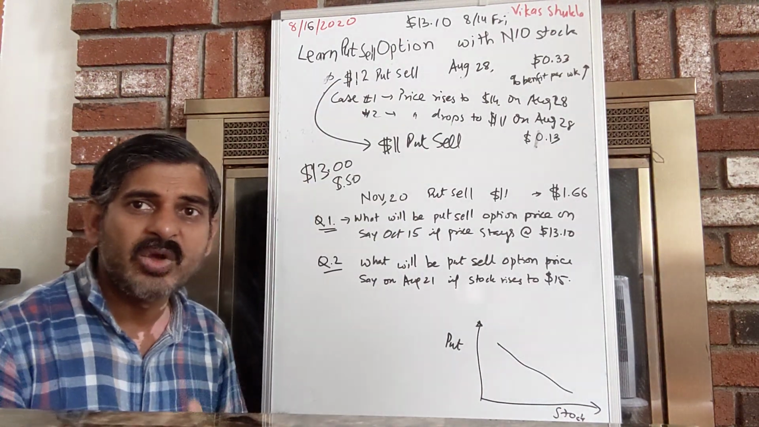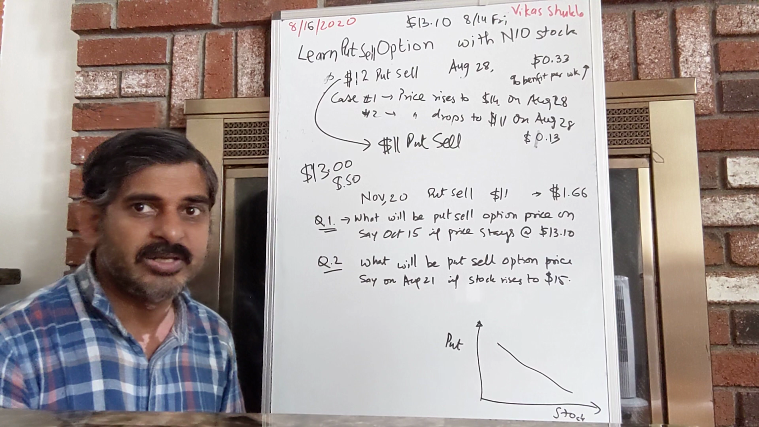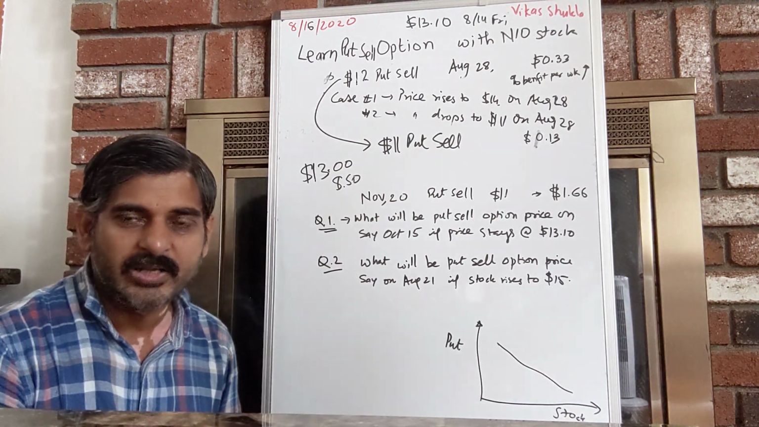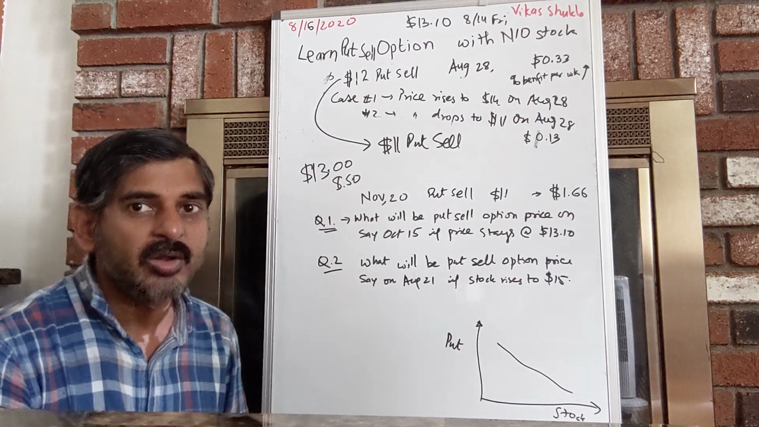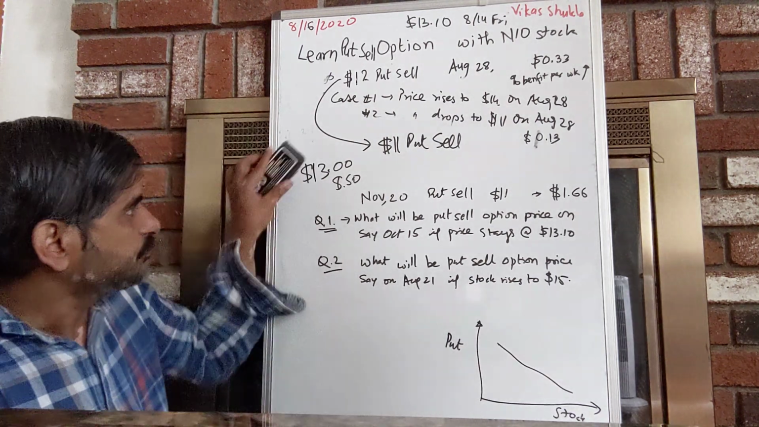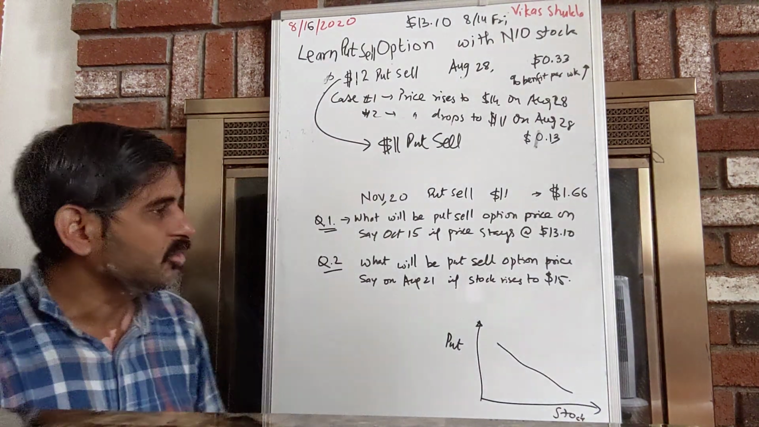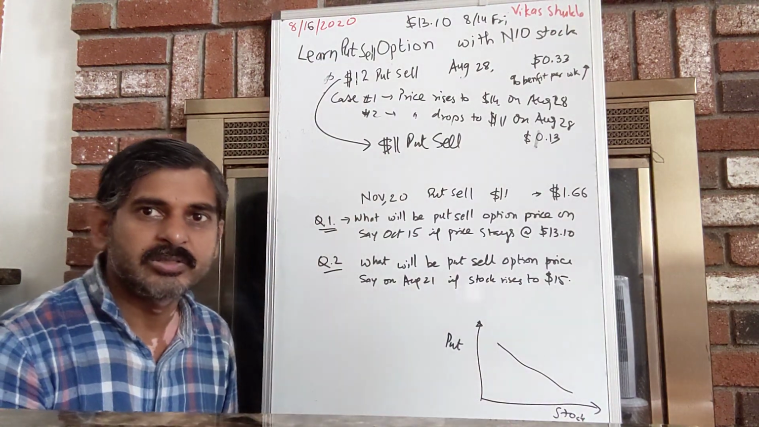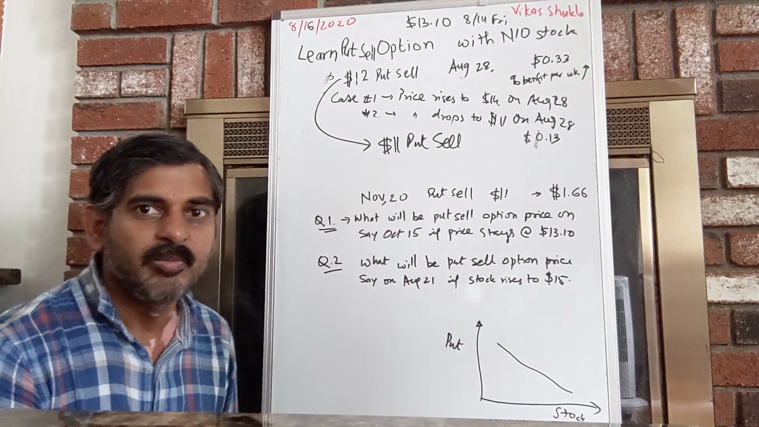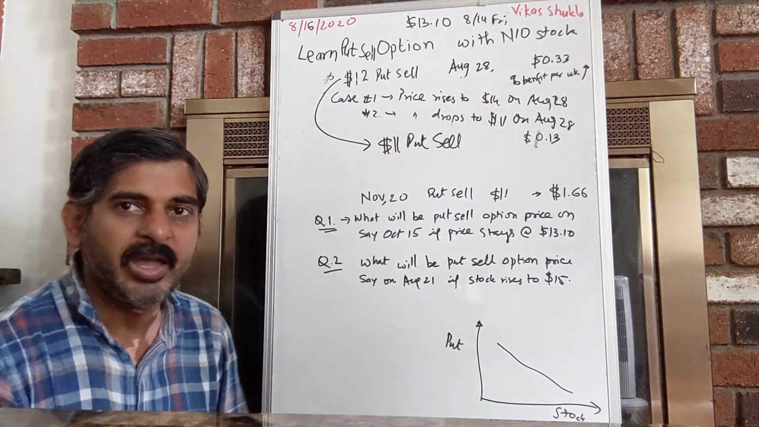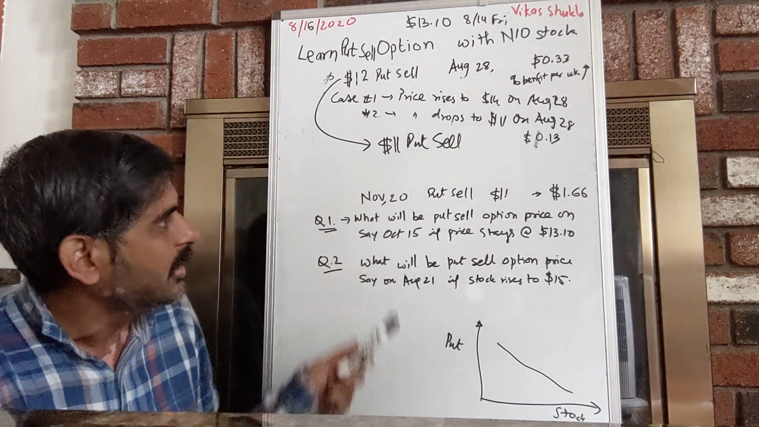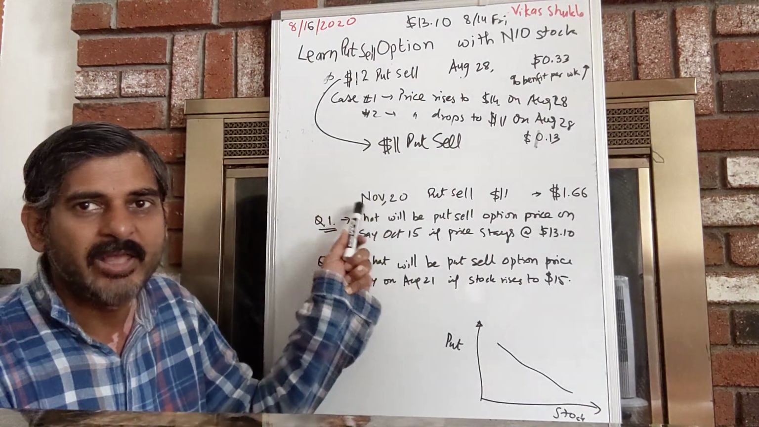So this is how you are going to select your strike price, depending upon whether you want to own the stock at a lower price or you do not want to own that stock at all. So coming back to understanding how the put sell price moves in time and with the stock price, let's assume another example. And I looked at the November.